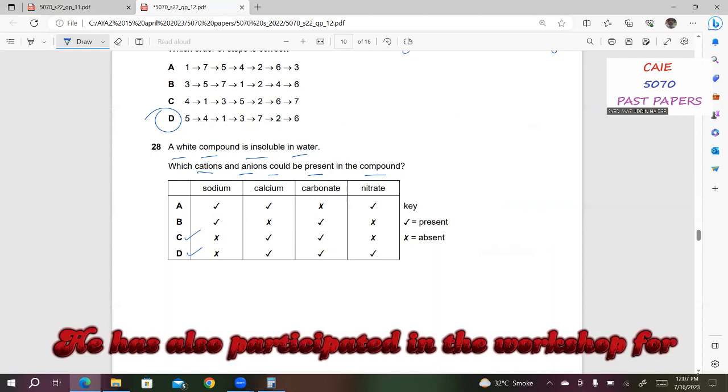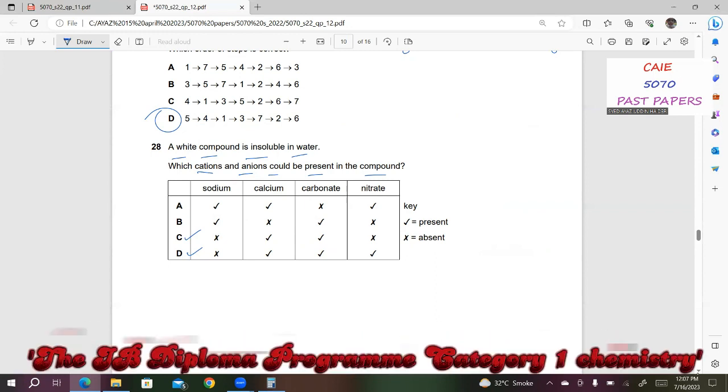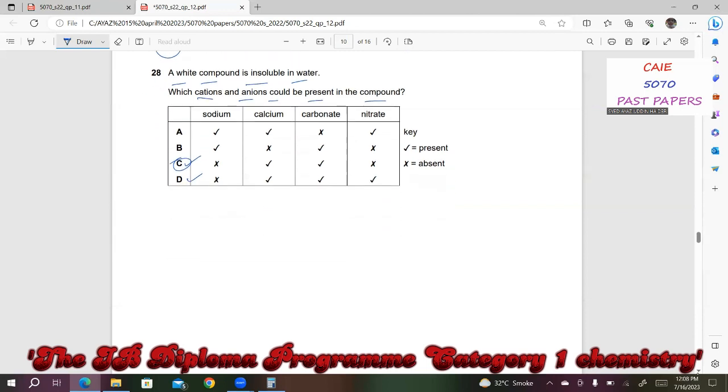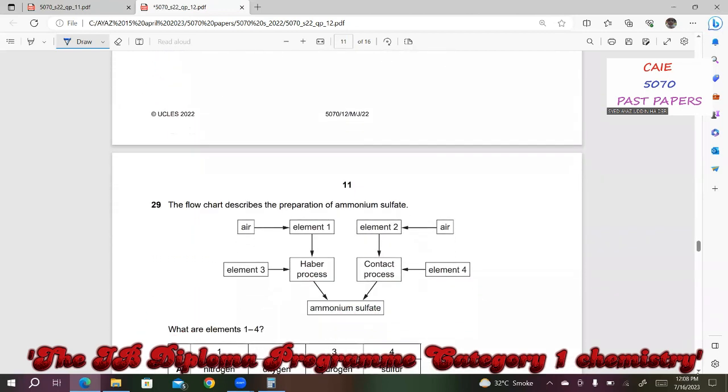What about calcium? Yes, it can be calcium because some of the salts of calcium are insoluble. On the other hand, all the salts of sodium are soluble in water. Carbonates of calcium is insoluble in water. Nitrates of calcium is soluble in water. And sodium, we know that it's also soluble in water. So choice C will be the right one in this case. You can't have D as a correct answer because in case of nitrate, they have ticked it, which is incorrect.